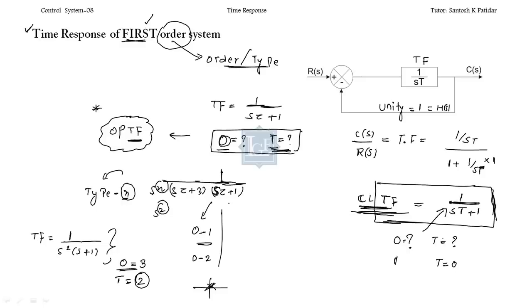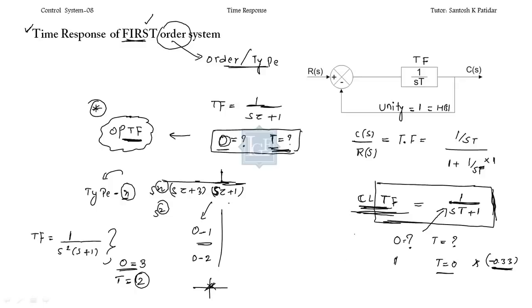Why is type 0? Because I don't have s to the power n terms, meaning I don't have poles at origin. That's why I'll give type equal to 0. This will be wrong. You will lose your 0.33 marks in the GATE exam. Why? Because if they are asking for the order and the type, you will always look to the open loop transfer function.